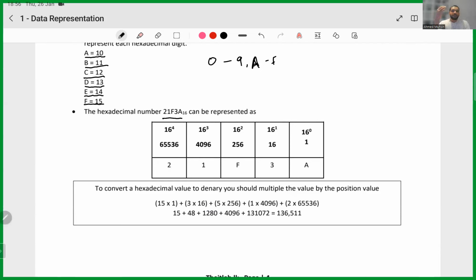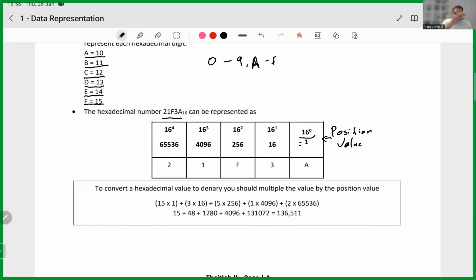Just like how we did for binary and for decimal, we start from the right end by giving it position values. Since we are dealing with the hexadecimal number system, and it has 16 digits, we take 16 to the power of. We start with 16 to the power of 0. You should be knowing this by now, 16 to the power of 0 is equal to 1.